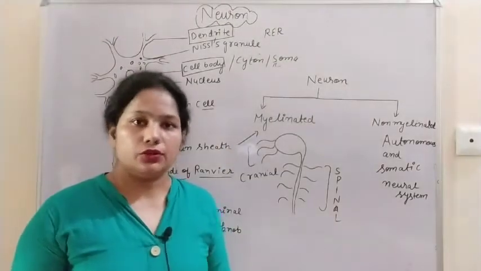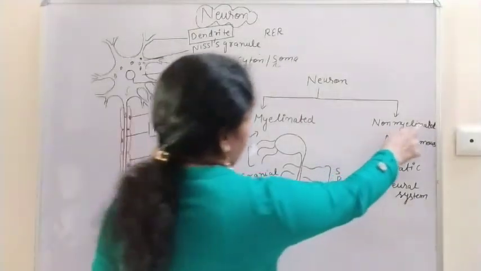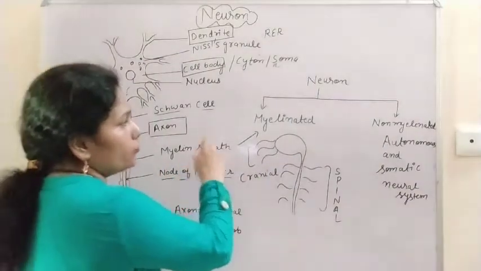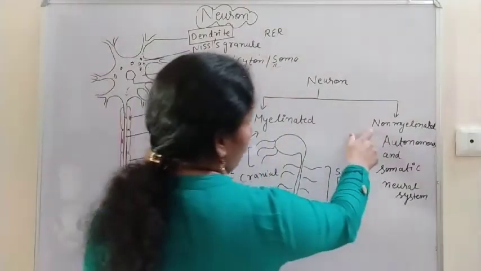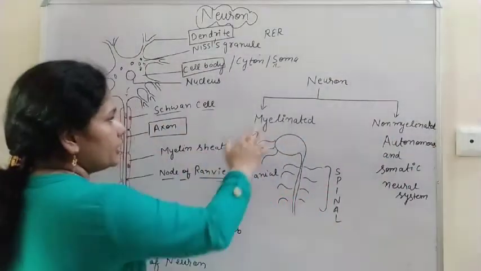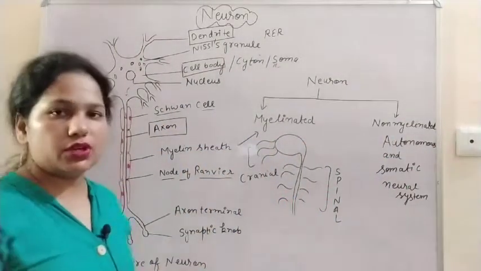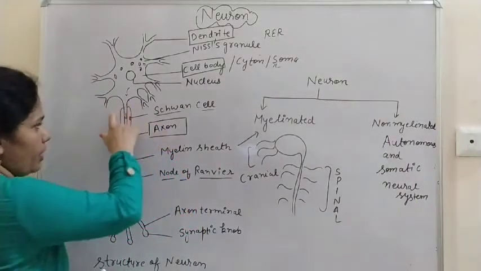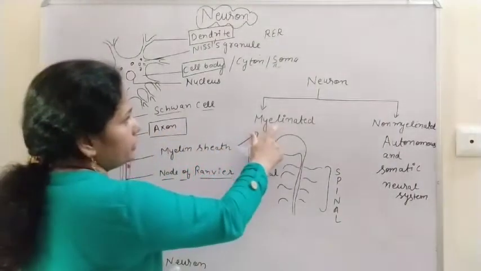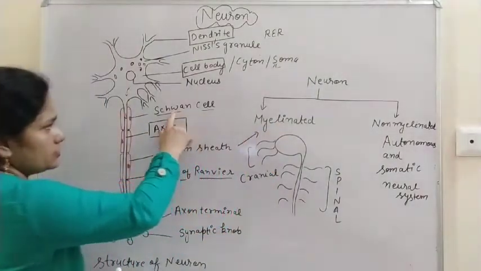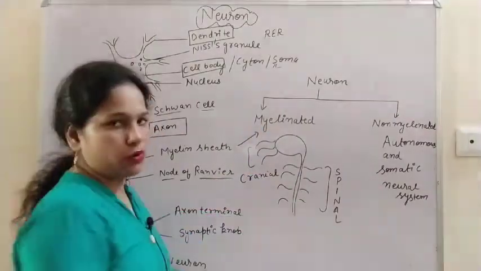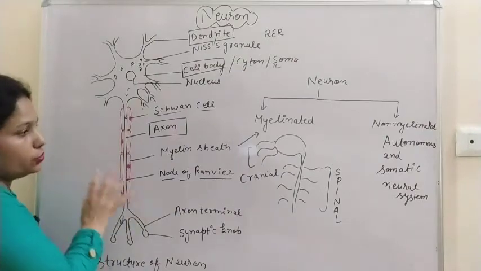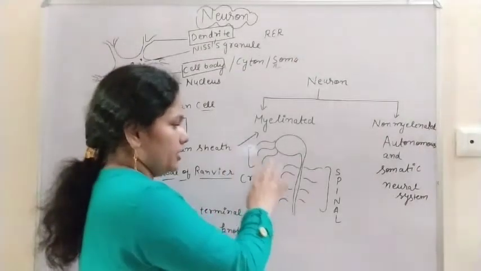Not unmyelinated, non-myelinated, and myelinated. So neurons on the basis of the myelin sheath are of two types, myelinated and non-myelinated. Myelinated means the neuron having the Schwann cells, because these Schwann cells help in the formation of the myelin sheath. So the myelinated neurons have the Schwann cells that form the myelin sheath around them, like this neuron. This is the myelinated neuron.